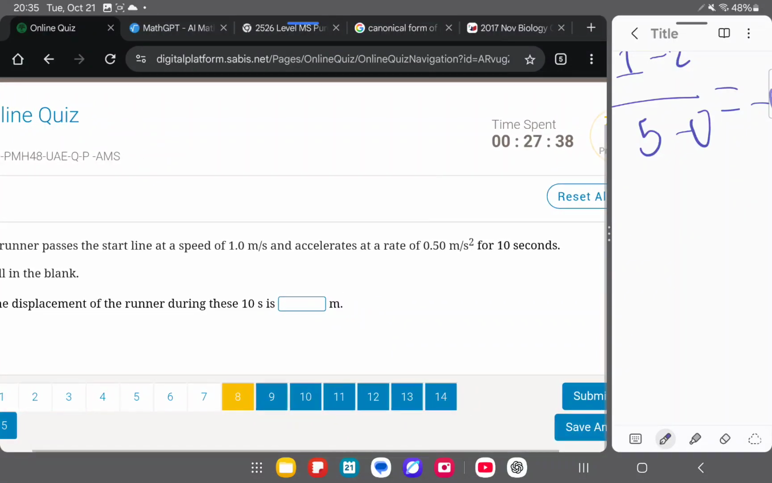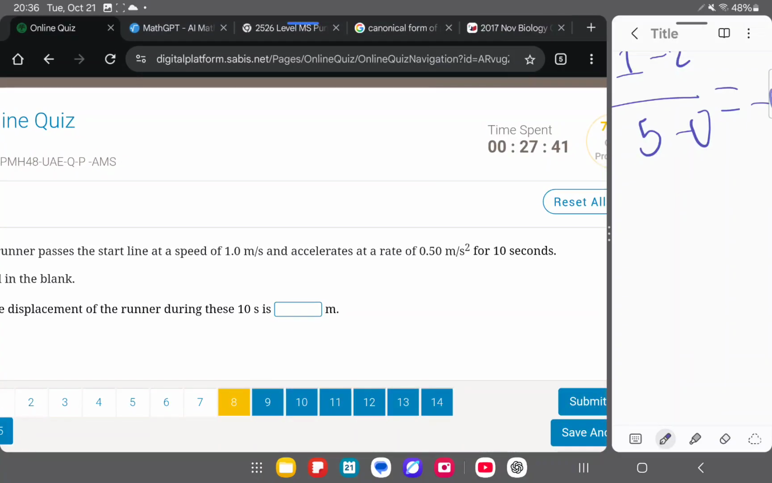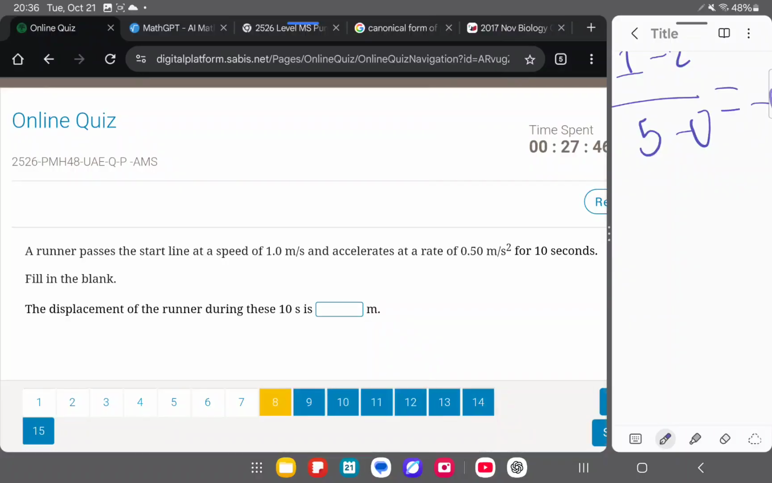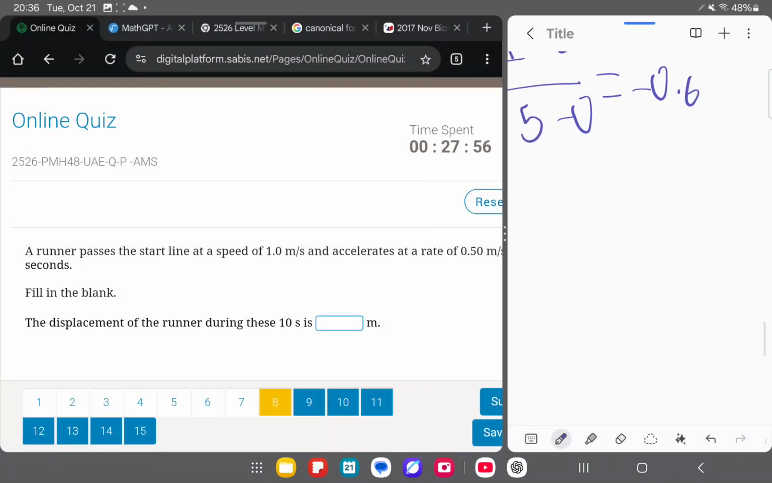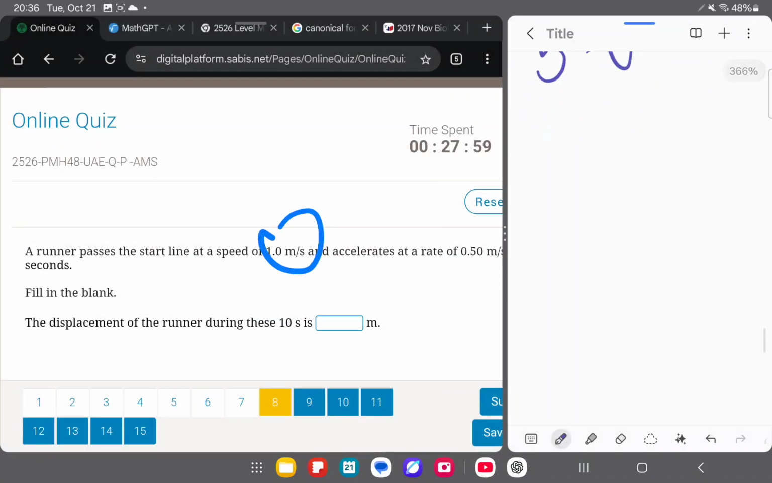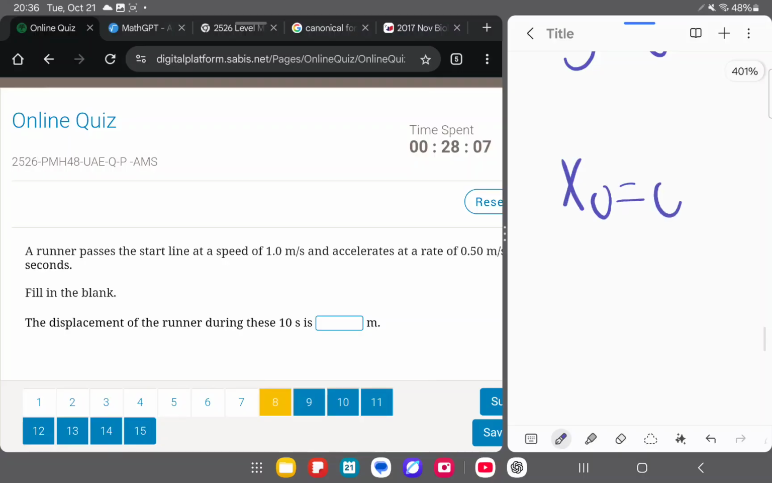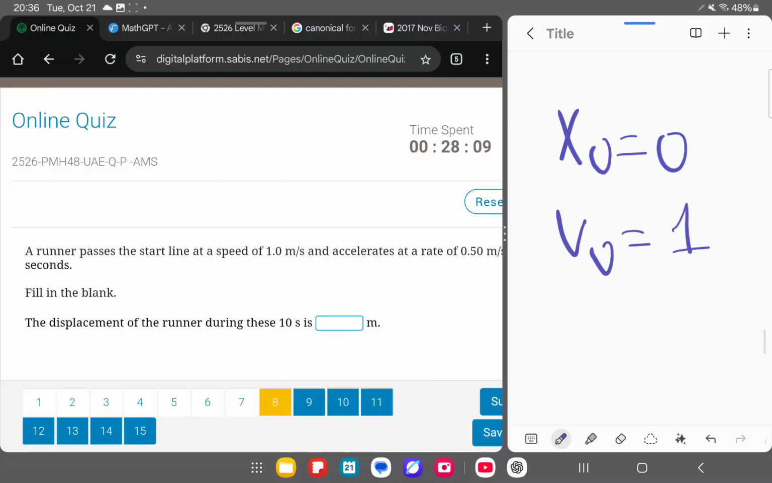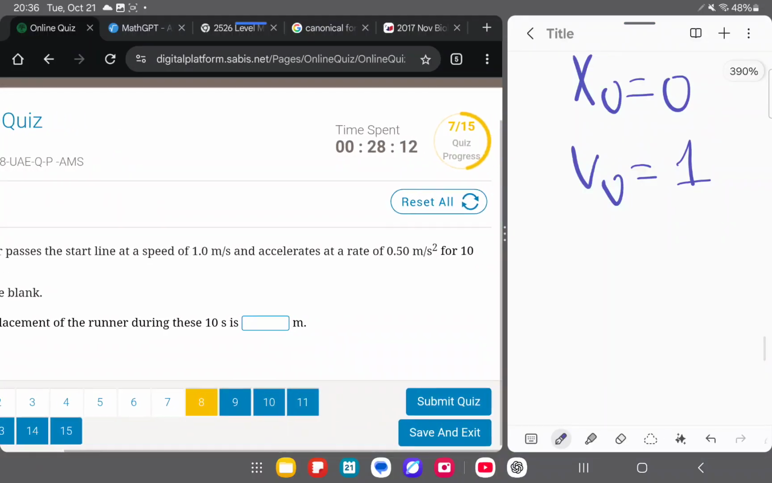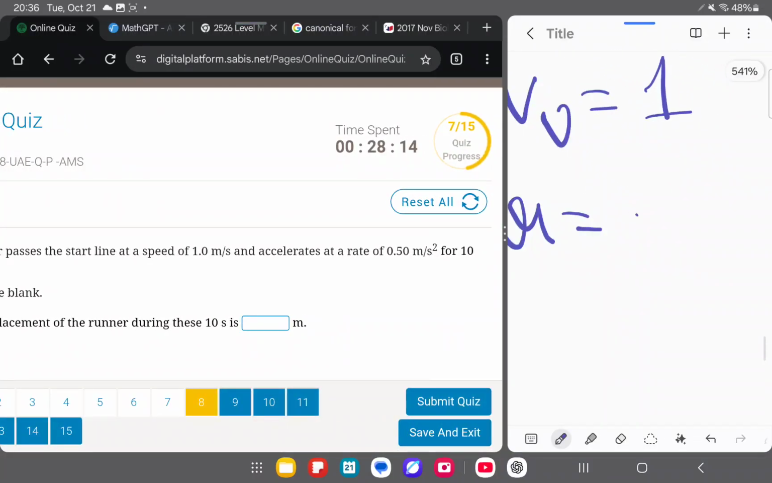A runner passes the start line at a speed of 1 meter per second and accelerates at a rate of 0.5 meters per second squared for 10 seconds. Displacement during these 10 seconds. So once the runner passes the start line, v0 is equal to 1. We'll just assume start line means x0 is equal to 0, while v0 is equal to 1, and it accelerates at a rate of 0.5, so acceleration is 0.5.